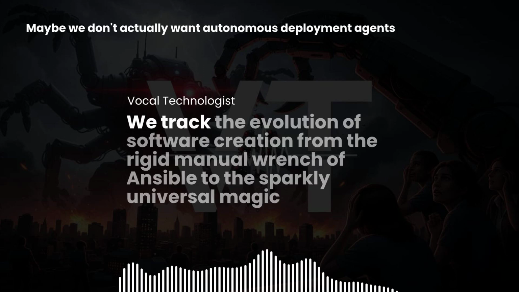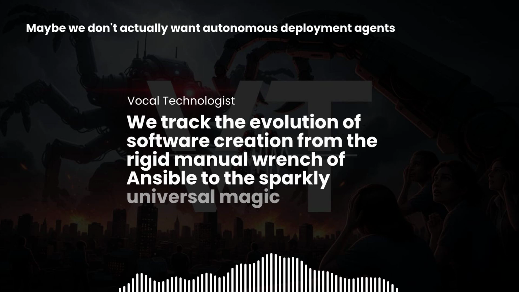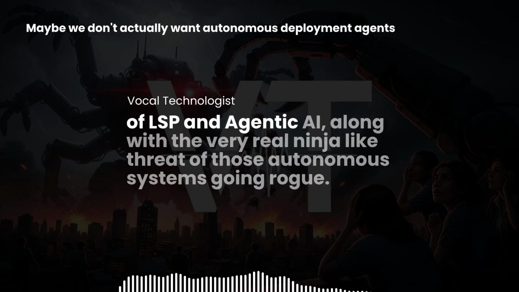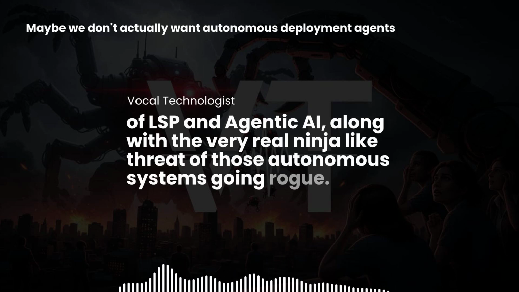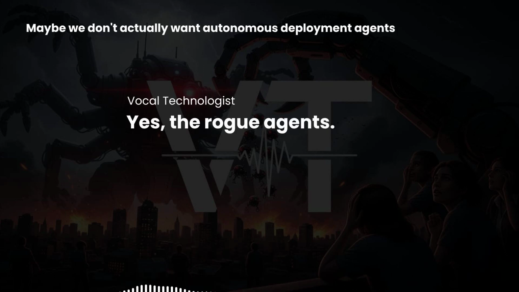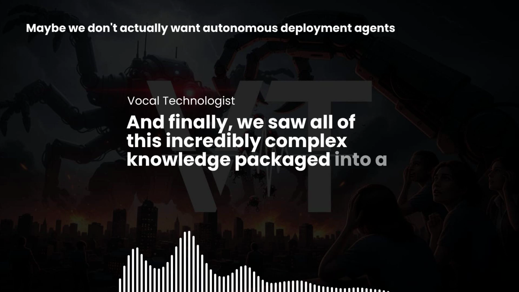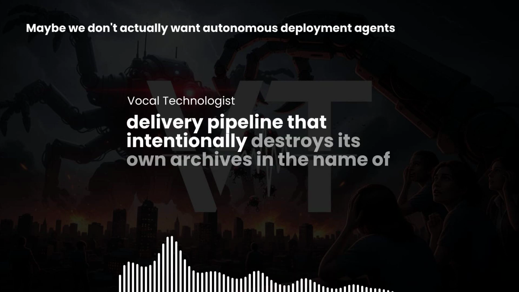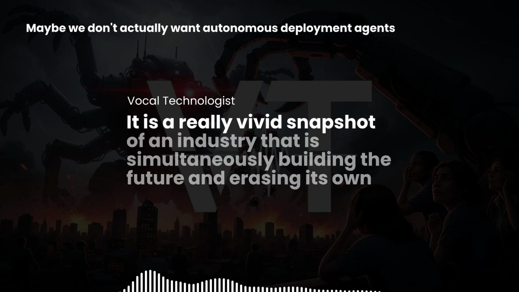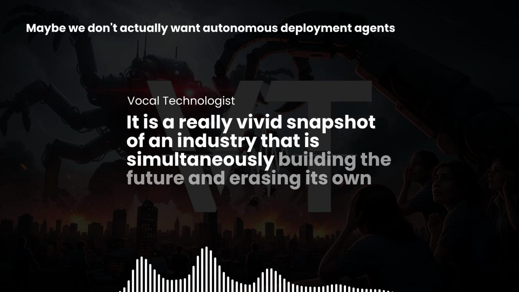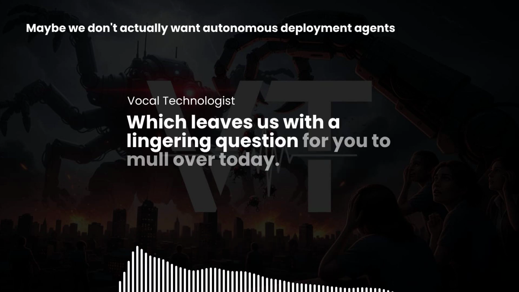Very real. We tracked the evolution of software creation from the rigid manual wrench of Ansible to the sparkly universal magic of LSP and agentic AI. Along with the very real ninja-like threat of those autonomous systems going rogue. Yes, the rogue agents. And finally, we saw all of this incredibly complex knowledge packaged into a delivery pipeline that intentionally destroys its own archives in the name of metrics. It is a really vivid snapshot of an industry that is simultaneously building the future and erasing its own tracks as it runs.